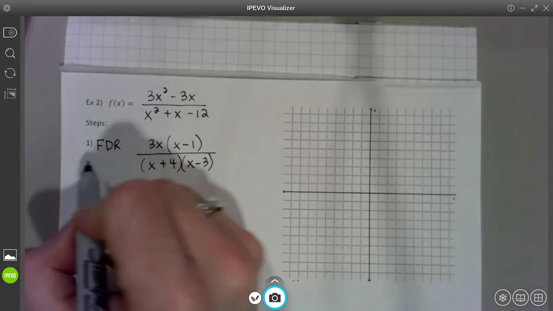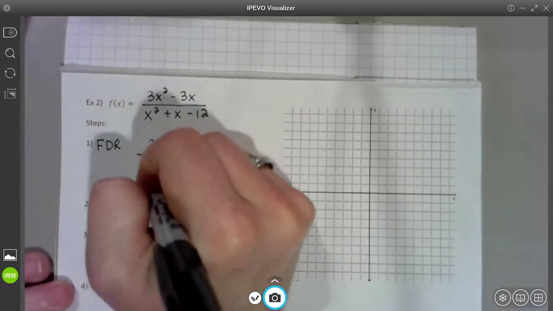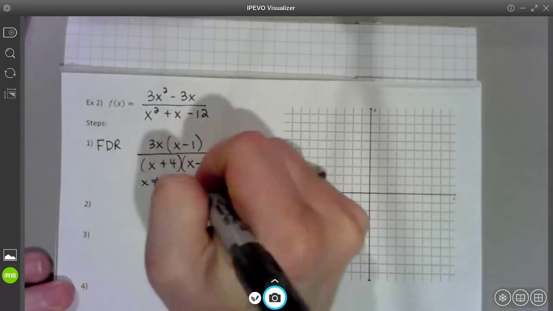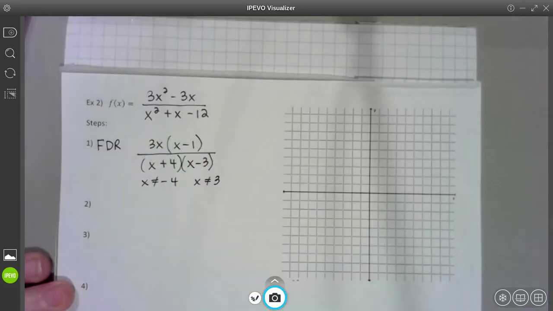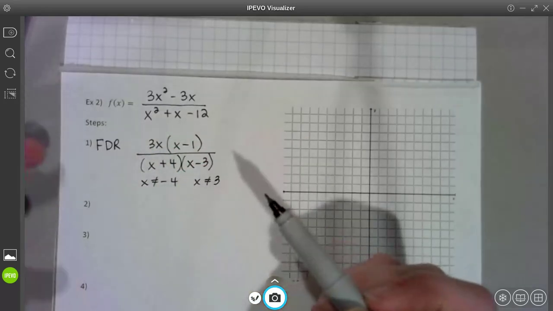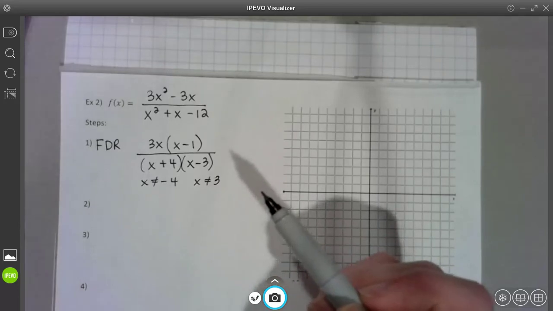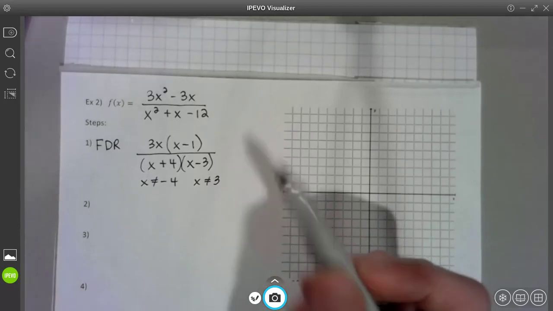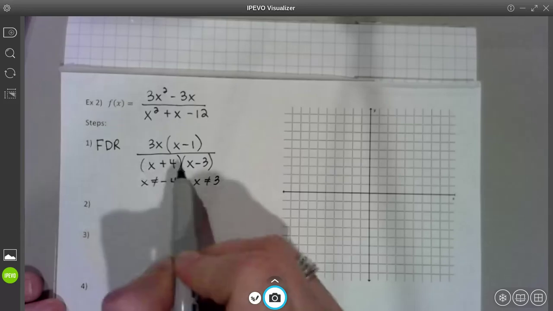All right, so my domain, factor domain: x can't be -4, x can't be 3. Now I would reduce, but unfortunately, nothing reduces, which means number 1, there can't be a hole. There's no holes if nothing canceled. And it also means I don't have a simpler function to work with.